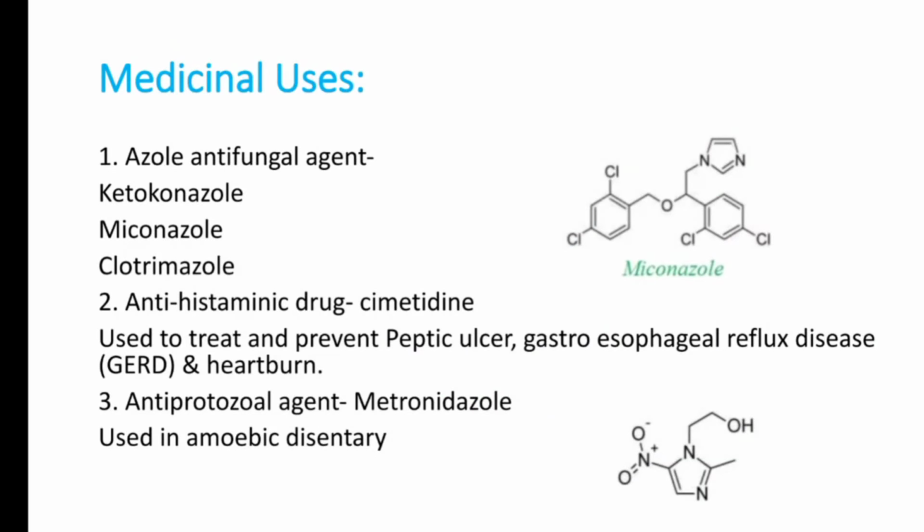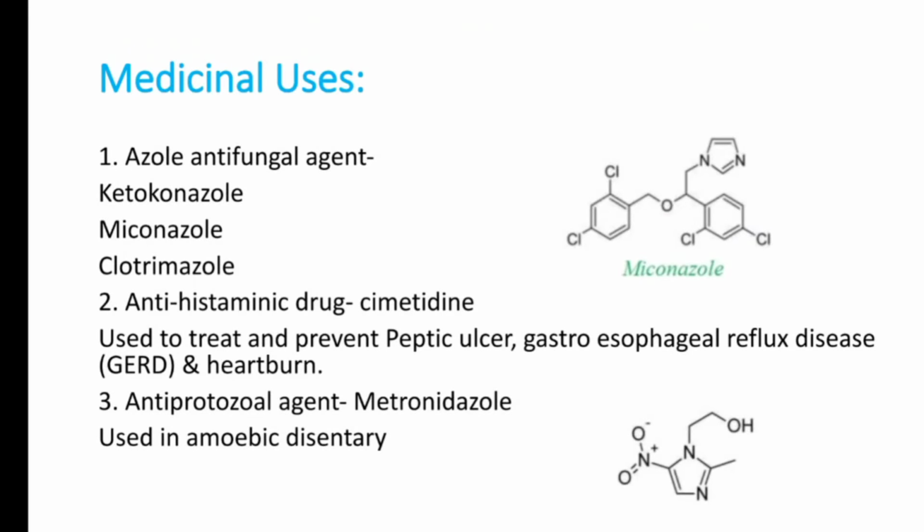Medicinal uses of the imidazole. First one is the azole antifungal agent. Example is the ketoconazole. Then second one is the antihistaminic drug that is cimetidine. It is used to treat and prevent peptic ulcer, then gastroesophageal reflux disease that is GERD, and heartburn.